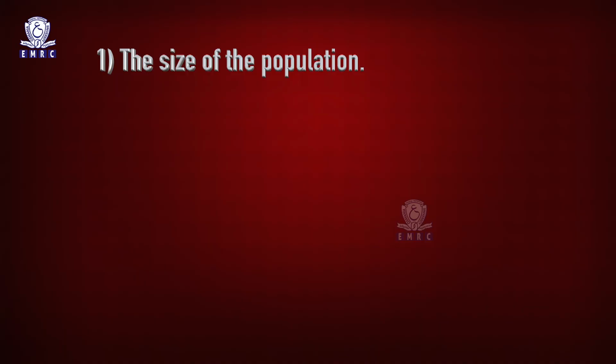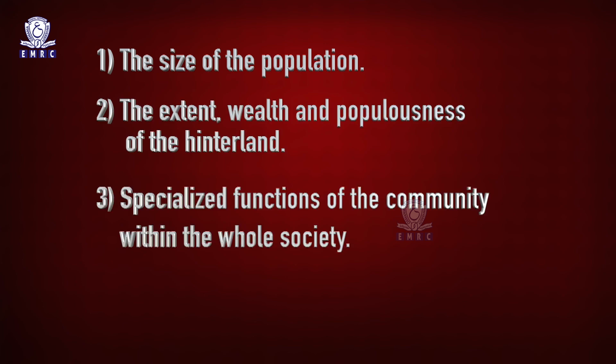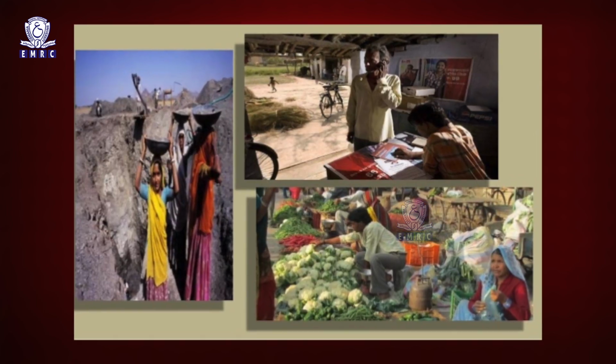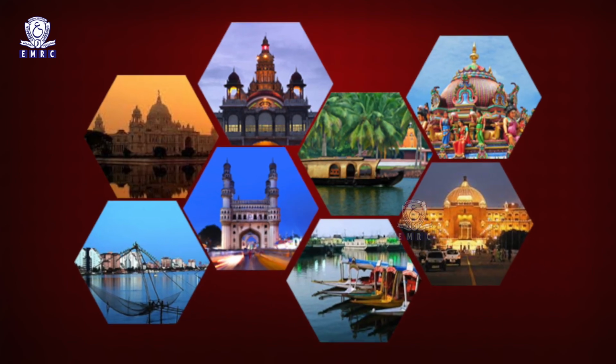Let us study the types of communities. In classifying communities, one may use four interrelated criteria. They are as follows: the size of the population, the extent, wealth and populousness of the hinterland, the specialized functions of the community within the whole society, and the organization the community has. Therefore, there are three types of communities: tribal, rural and urban communities.